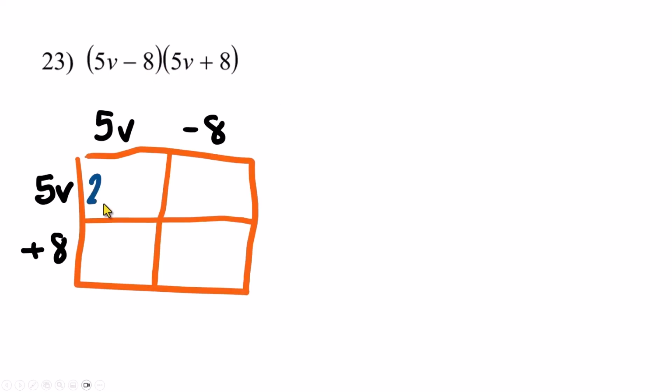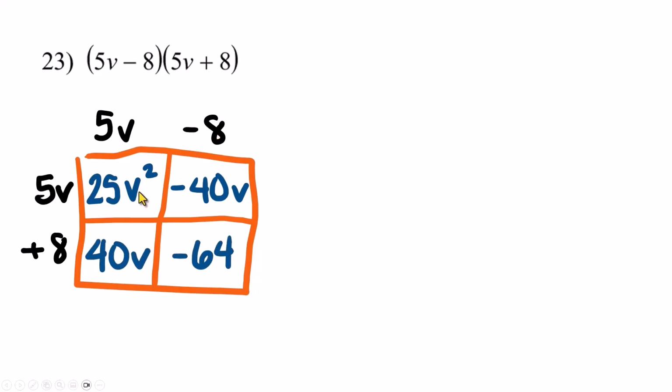What happens? 5v times 5v is 25v squared. Now 5v times negative 8 is negative 40v. Positive 8 times 5v is positive 40v. And then negative 8 times a positive 8 is negative 64. What happens with everything being the same but the signs being different is you end up with these middle terms that cancel out. So you get something that we call the difference of two perfect squares.